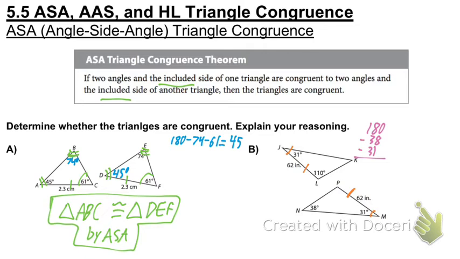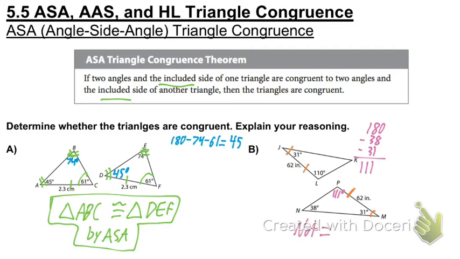So 180 subtracting 38 and subtracting 31, subtracting a total of 69. So you have 111. So are those the same? They're not. Okay, so can we definitively say whether or not these are congruent? Yes. Yeah, we can definitively say they're not congruent. We can say that for sure because we know those angles are not congruent. So you can say not congruent.